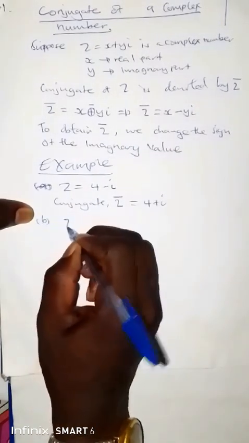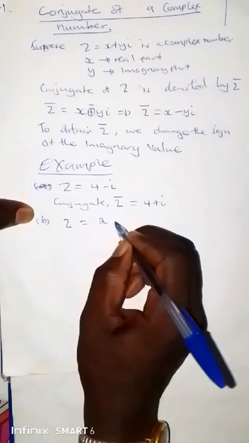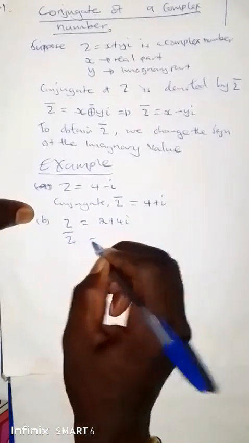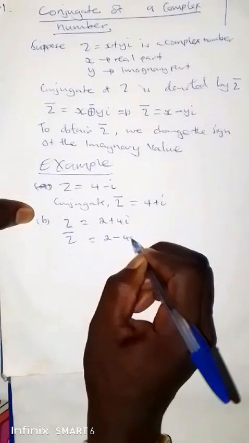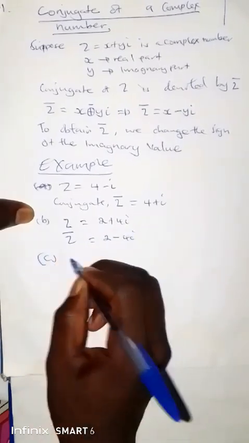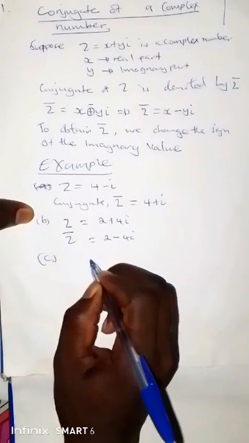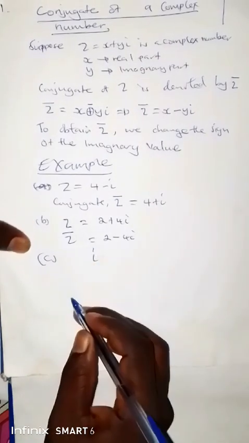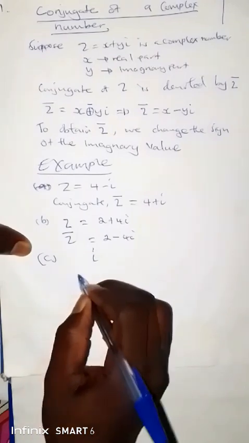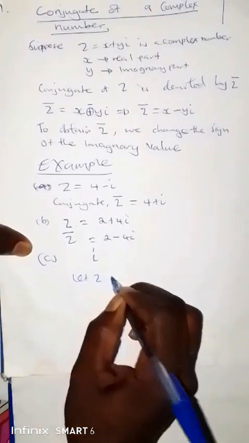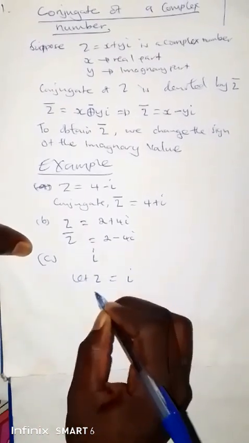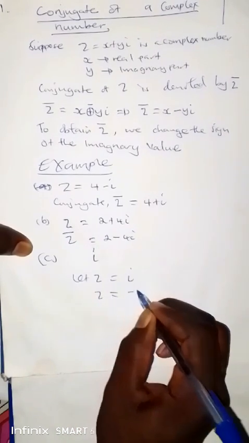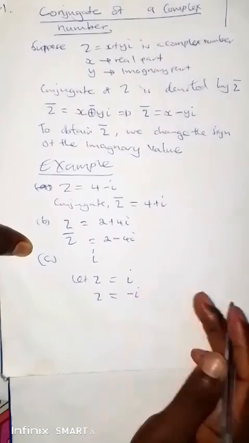Part B, if it is z equals maybe 2 plus 4i, then the conjugate z bar will be 2 minus 4i. It can be part C, whereby maybe someone can say i in this case. So if you want to write the conjugate, you can let z equal i. Then the conjugate will be equal to negative i.